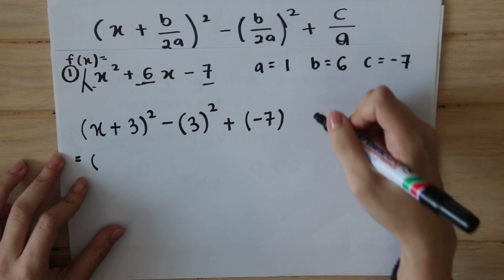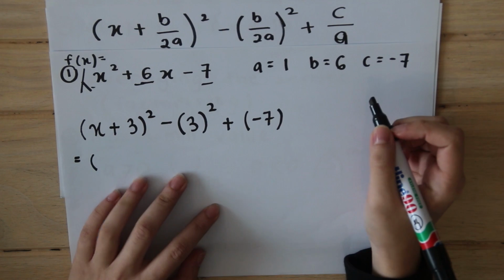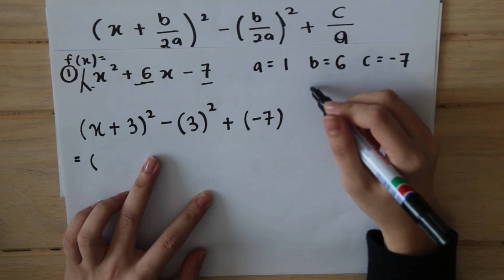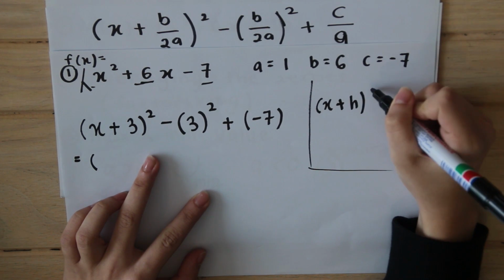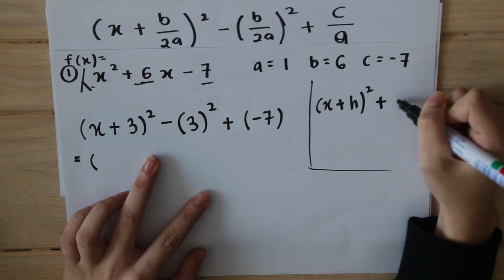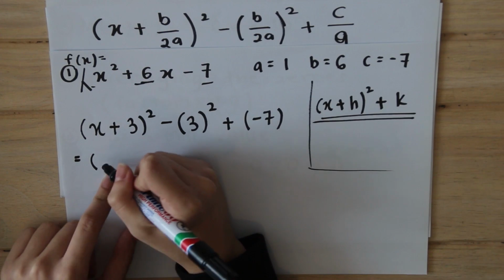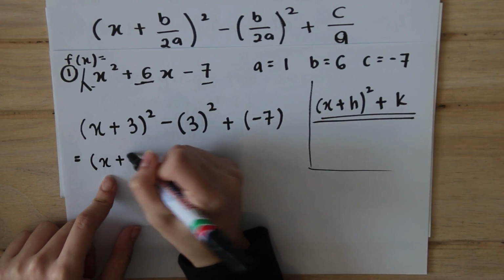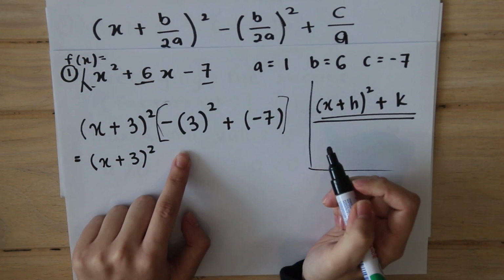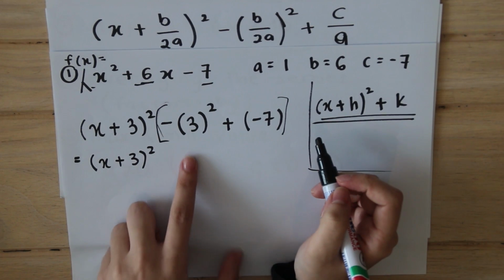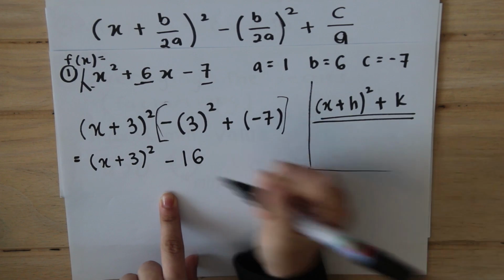for completing square, the basic formula for the general equation of completing square is x plus h square plus k. So you want to find this form. Okay, so we have this already, which is x plus 3 squared, and we have to calculate this one. So minus 3 squared, which is -9, minus 7 gives you -16.